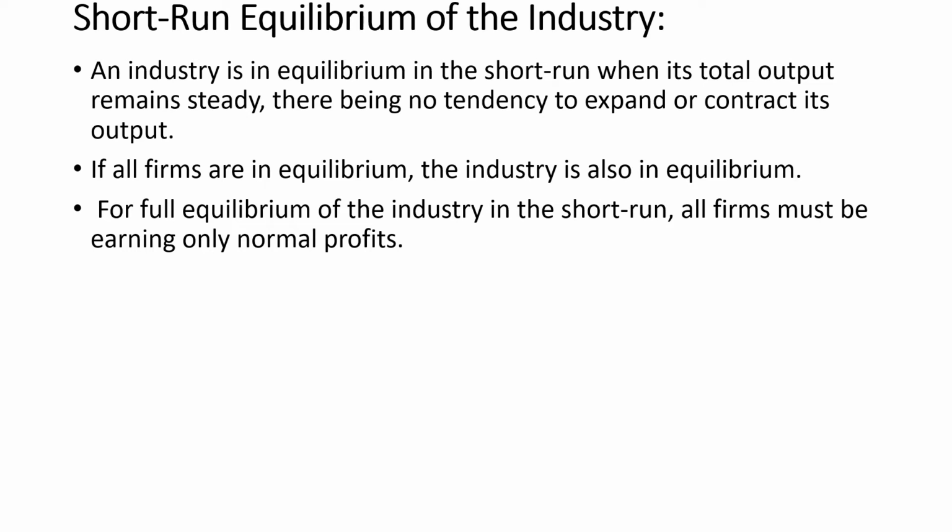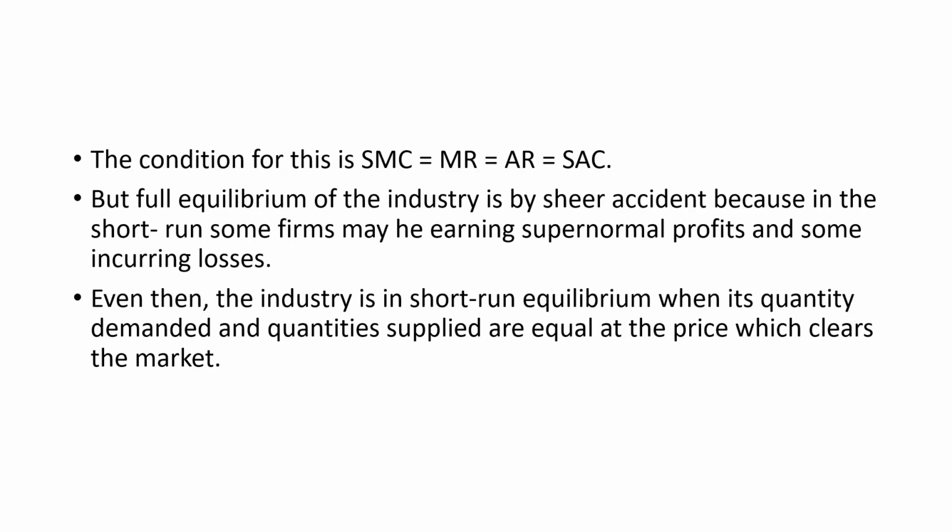If all the firms in the industry are in equilibrium, then you can see that the industry is also in equilibrium. For full equilibrium of the industry in the short run, all the firms should be earning the normal profit. Now the condition for this is that SMC equals MR equals AR equals SAC. SMC stands for short run marginal cost, which is equal to marginal revenue, which is equal to average revenue, which is equal to short run average cost.